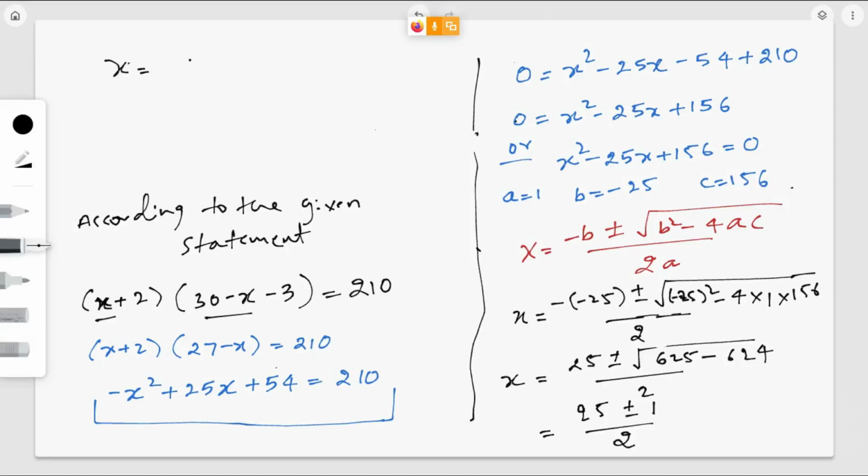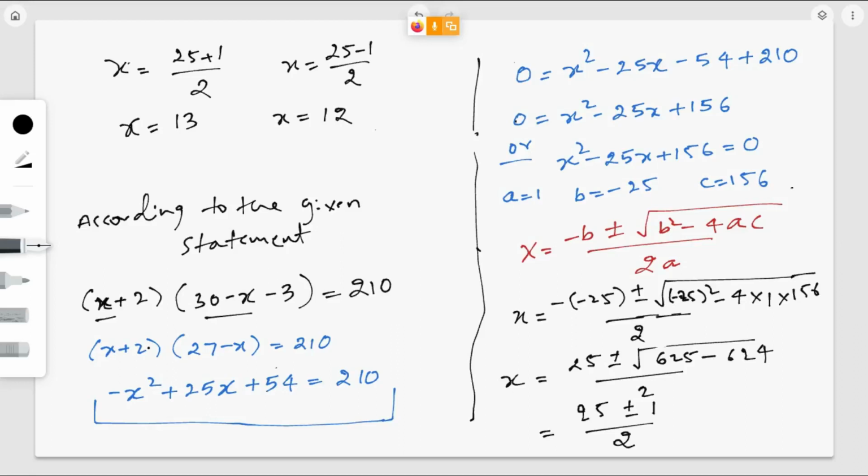So x is equal to 25 plus 1 divided by 2, or x is equal to 25 minus 1 divided by 2. 26 divided by 2, how much will you get? You will get 13 here, and here 12. One is 13 and then 12.